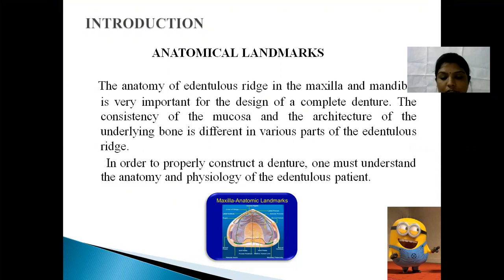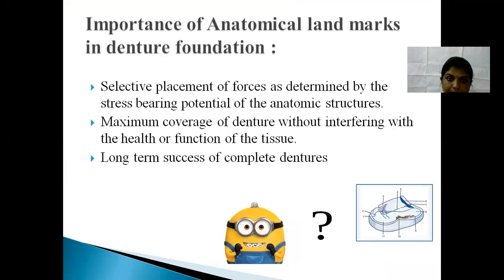Now, the consistency of the mucosa as well as the architecture of the underlying bone will be different in various parts of the edentulous ridges. This is the edentulous ridge. So the anatomy and the architecture will be different in various parts of the edentulous ridge. In order to properly construct a denture, one must understand the proper anatomy as well as the physiology of the edentulous patients. Now, what is the importance of these anatomical landmarks in the denture foundation?